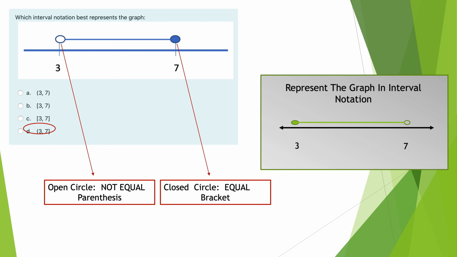Go ahead, let's do stop and start on this. And there we go. This time the filled in circle was on the left, so that's the bracket, and the open part was on the right, so that's the parenthesis. Okay.